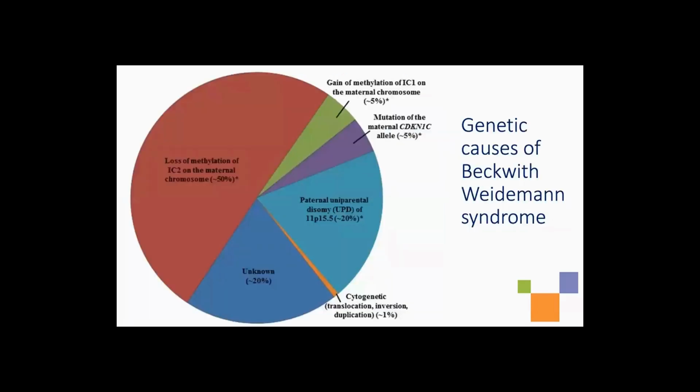So this diagram just demonstrates the relative frequency of some of these different molecular mechanisms: loss of methylation on imprinting center 2, paternal UPD, gain of methylation on imprinting center 1, and then variants in the CDKN1C gene.